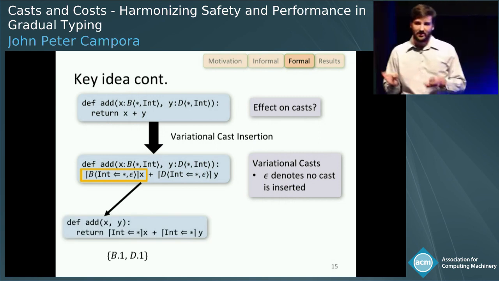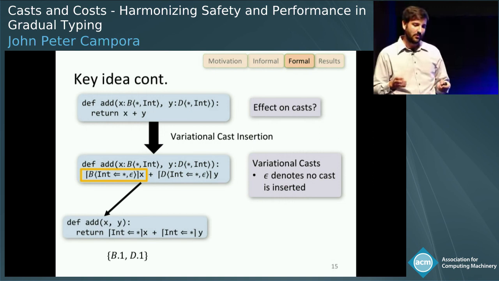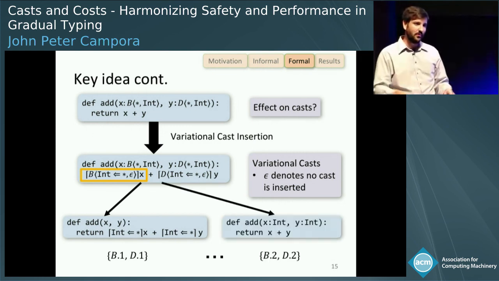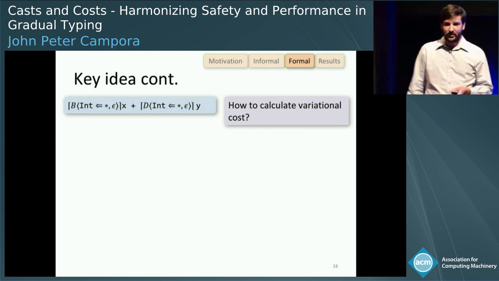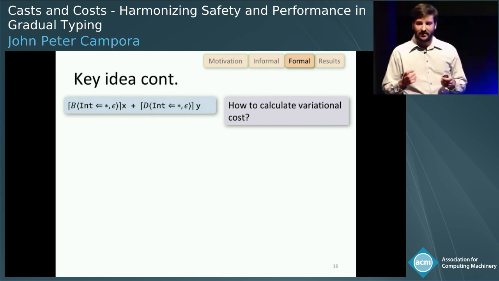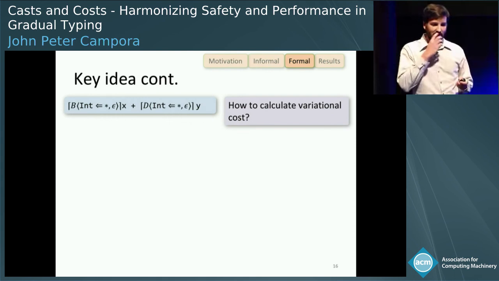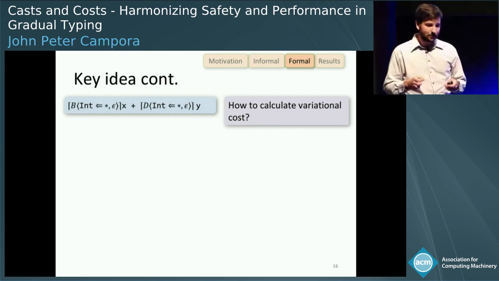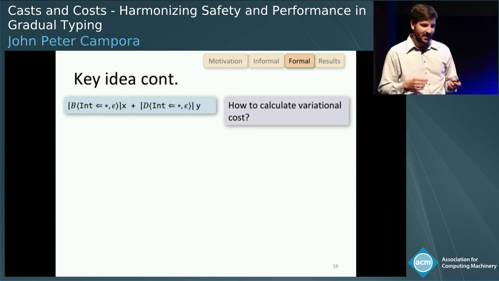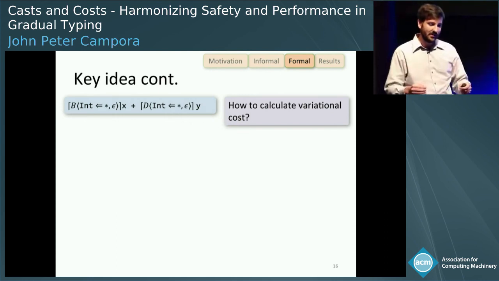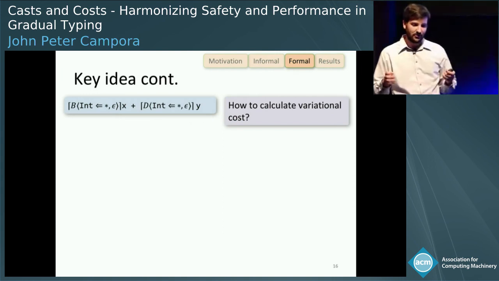And so now I can consider the selection process on my variational cast program. Selecting B1, D1 basically puts the actual casts into the compiled program. And going all the way to B2, D2, we don't insert the cast in the program because this was the version where X and Y were statically typed with int annotations. So now the question becomes, how do I directly calculate the variational cost for this expression? I have these two variational casts here, and I want to directly count things and not separately count them. So I need a corresponding variational cost.